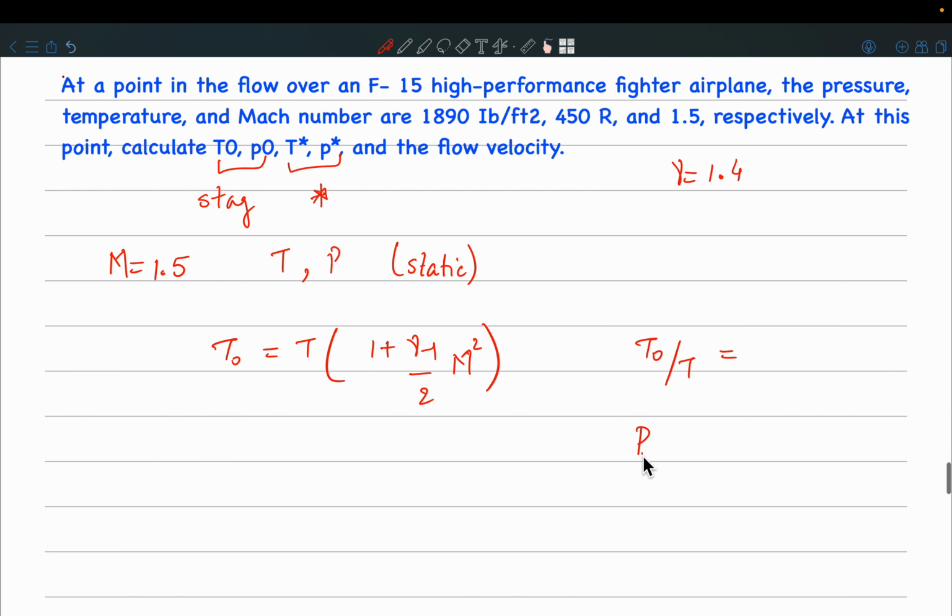You meant P0 by P is? Yeah, it is 1.45. Who did not get the answer? What were you doing? Did you put M equal to 1.5? Square. Okay. Yeah, you should be careful. Now what is P0 by P? So you know T0 by T. P0 by P is easy to find.